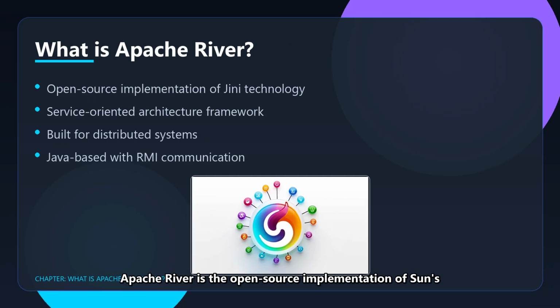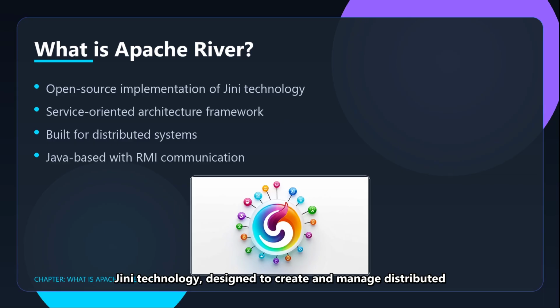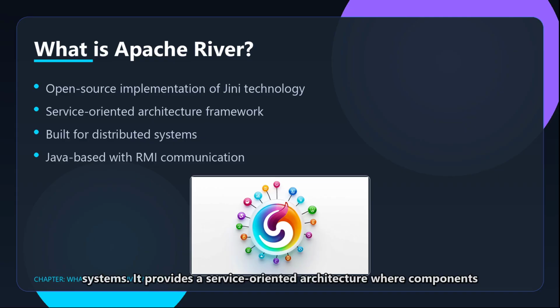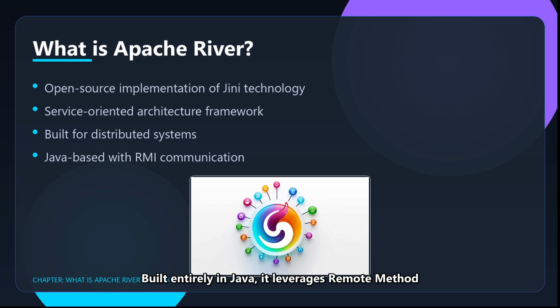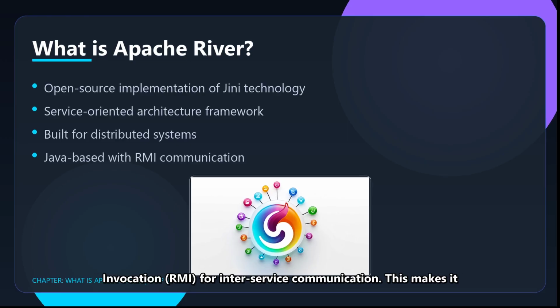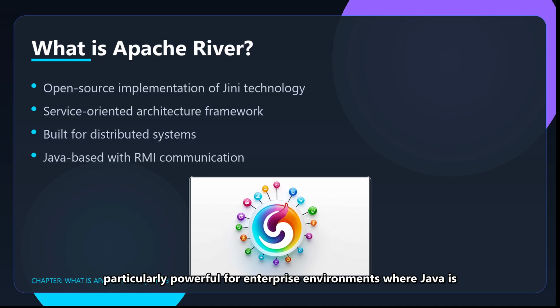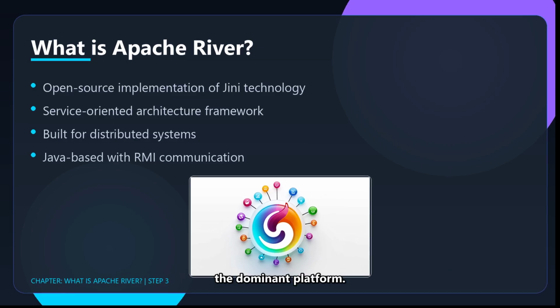Apache River is the open-source implementation of Sun's Jini technology designed to create and manage distributed systems. It provides a service-oriented architecture where components can dynamically discover and interact with each other. Built entirely in Java, it leverages remote method invocation (RMI) for inter-service communication. This makes it particularly powerful for enterprise environments where Java is the dominant platform.